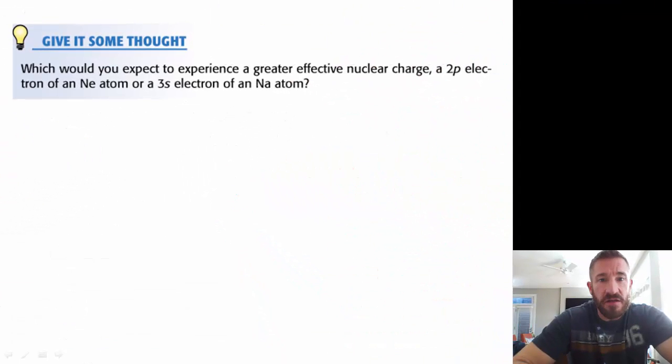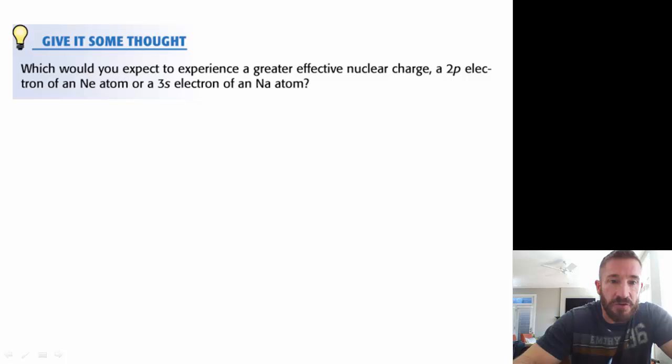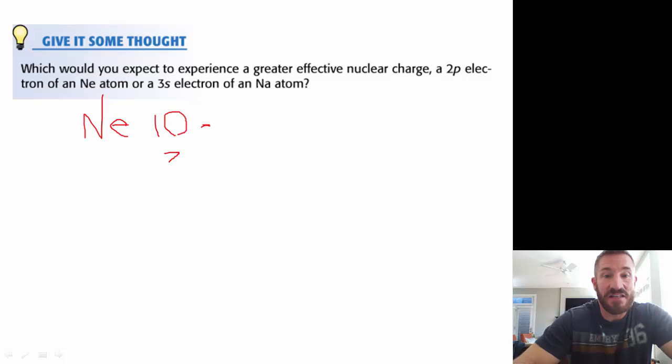So would you expect an atom to experience a greater effective nuclear charge if it's a 2p electron in neon or a 3s electron in sodium? So what I do for that is I basically calculate the effective nuclear charge looking at the periodic table. Let's start with that for neon. Neon has 10 protons, so that's Z, minus the shielding electrons for neon, which is 2. That's because of the sublevel before, and if you subtract those, you get an effective nuclear charge of 8.